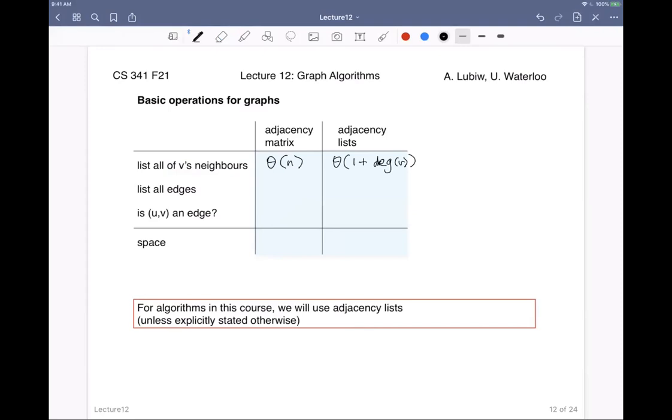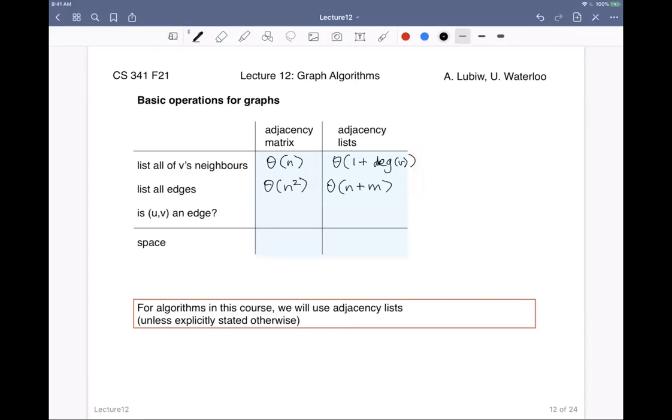Listing all the edges with the adjacency matrix is going to take me n squared time, whereas with adjacency lists, I can do it in time proportional to the number of edges plus the number of vertices. So in both of these first two cases, the adjacency lists are preferable. It takes less time here than it does here.